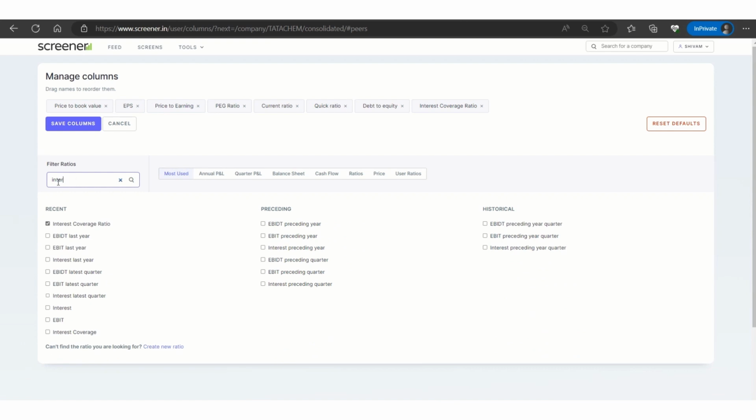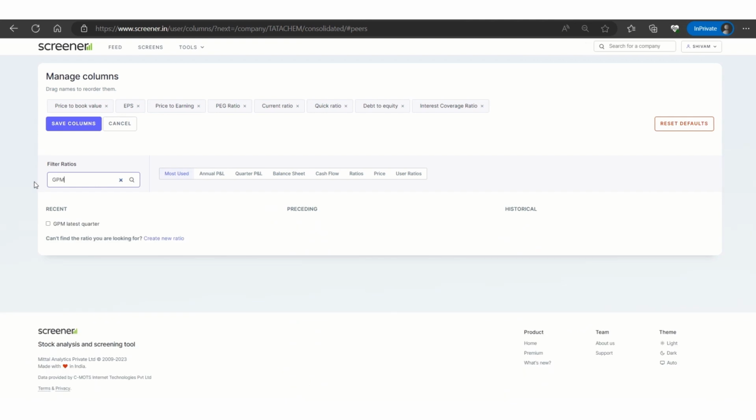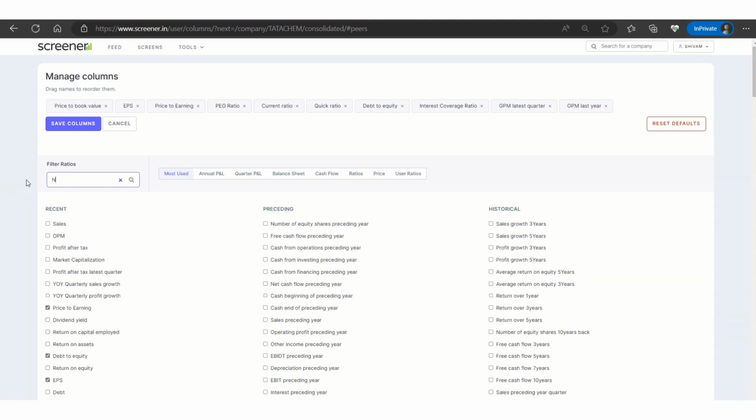Okay. So in lecture 7 of financial ratio part 3, we have learned the profit ratio. So we have your gross profit margin. Then we have your operating profit margin. Let's take this for the last year. And then you have your net profit margin.